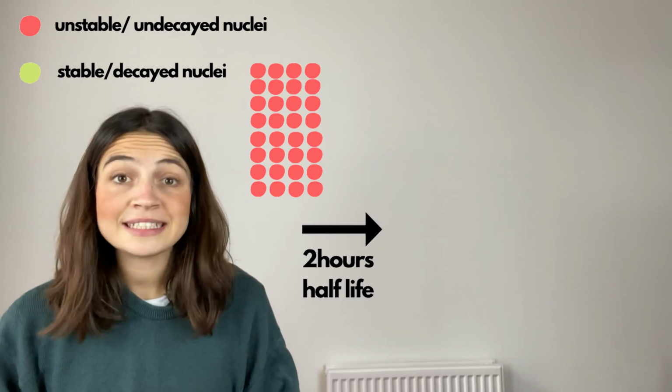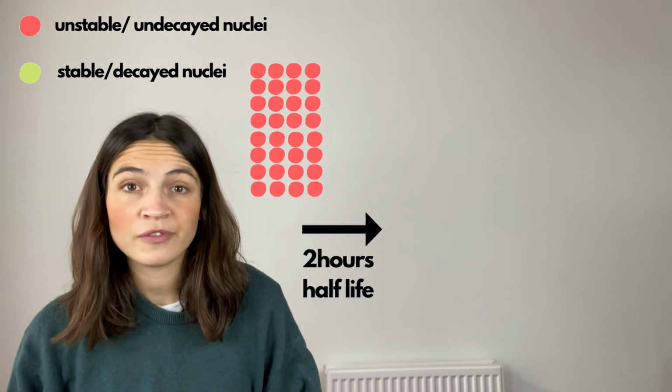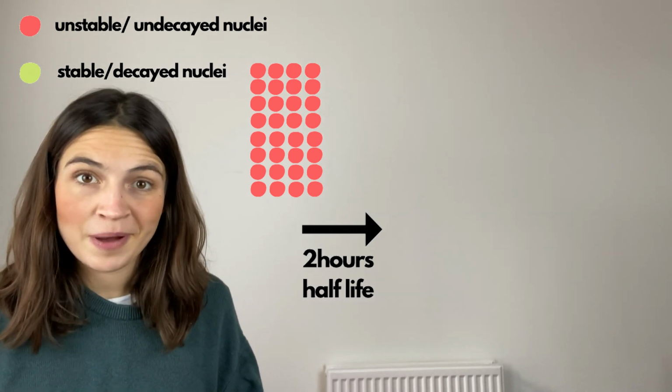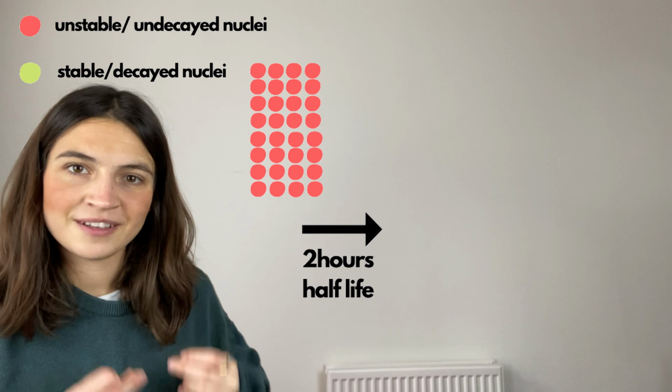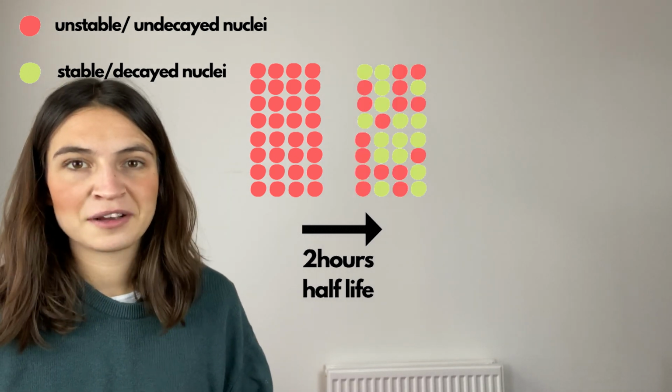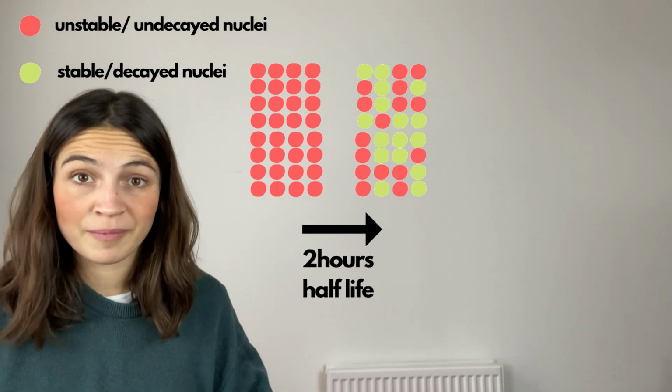What? Okay, let's think about this. Imagine you had 32 unstable nuclei. And let's say these nuclei have a half-life of 2 hours. That means that when 2 hours have passed, there will be 16 undecayed nuclei remaining. Now you've got 16 of them left.